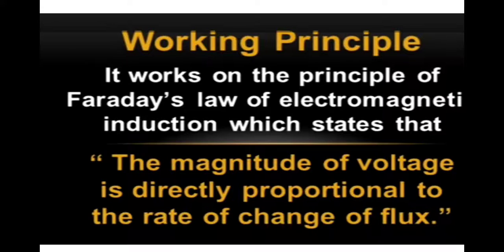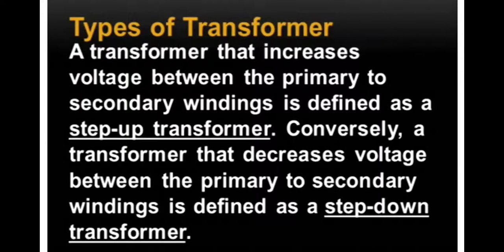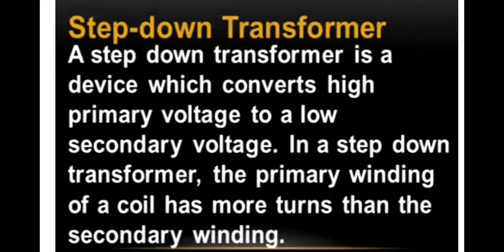It works on the principle of Faraday's law of electromagnetic induction, which states that the magnitude of voltage is directly proportional to the rate of change of flux. Two types of transformer are there. A transformer that increases voltage between the primary to secondary winding is defined as a step-up transformer. Conversely, a transformer that decreases voltage between the primary to secondary windings is defined as a step-down transformer.